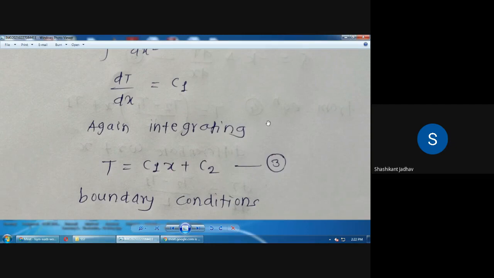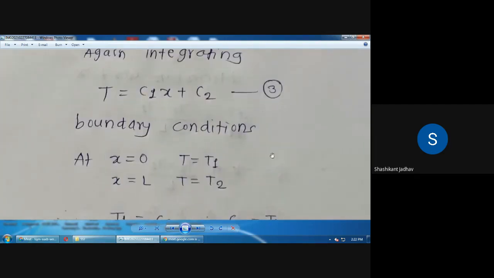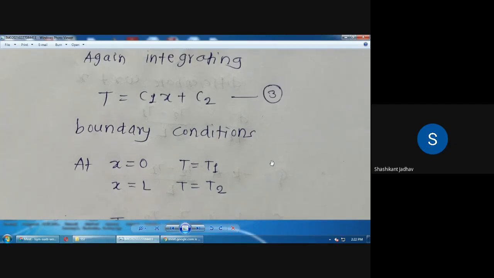Okay, so write down the boundary conditions. At x is equal to 0, T is equal to T1, and at x is equal to L, T is equal to T2. Write down the boundary conditions. From this plane wall diagram, we get the boundary conditions. When x is equal to 0, then T is equal to T1, and if x is equal to L, then T is equal to T2. Okay, so put these boundary conditions into equation number 3 and find out the values of C1 and C2. Tell me the values of C1 and C2.